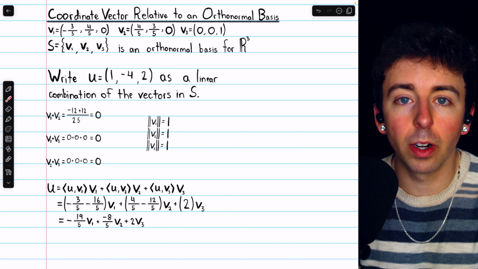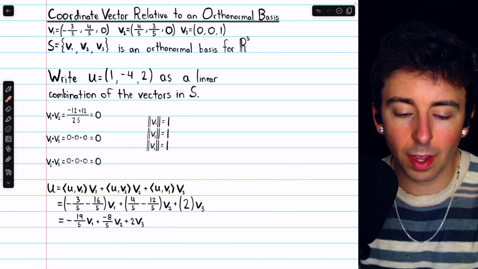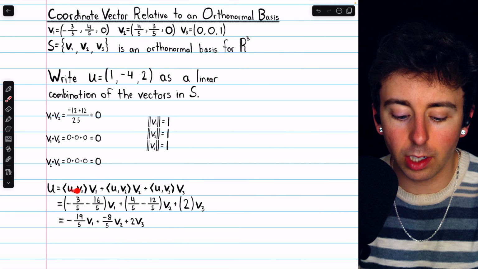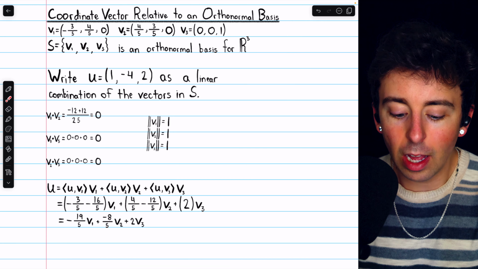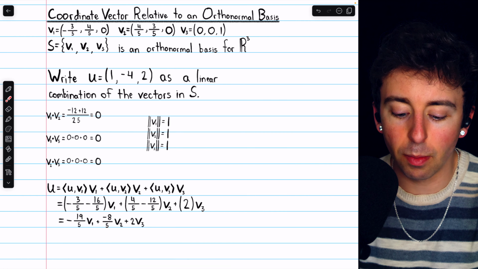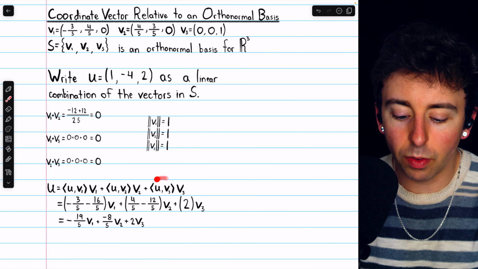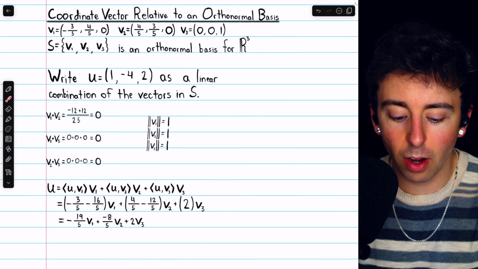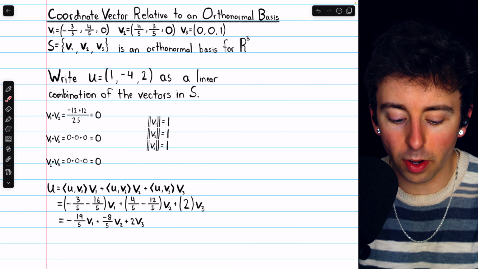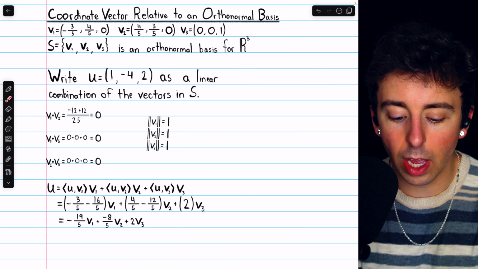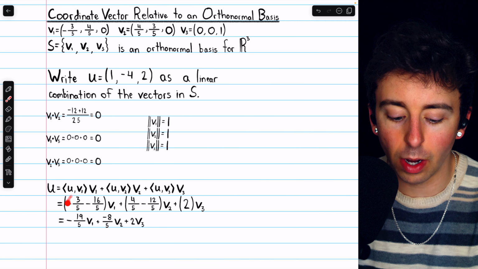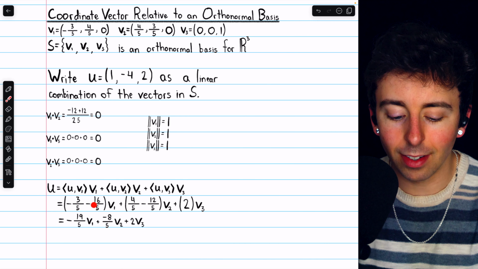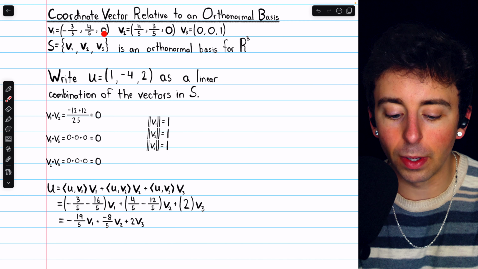Then it's very straightforward to apply the theorem to write u as a linear combination of v1, v2, and v3. It's just the inner product of u with v1 times v1, plus the inner product of u with v2 times v2, plus the inner product of u with v3 times v3. The inner product here is the dot product, so we just have to do those computations. For u dot v1, for example, we have 1 times negative 3/5, so negative 3/5, plus negative 4 times 4/5, so minus 16/5, and the last term would be 0.